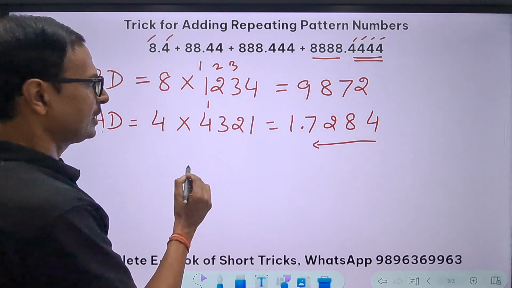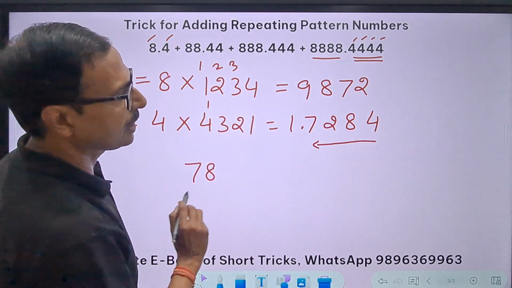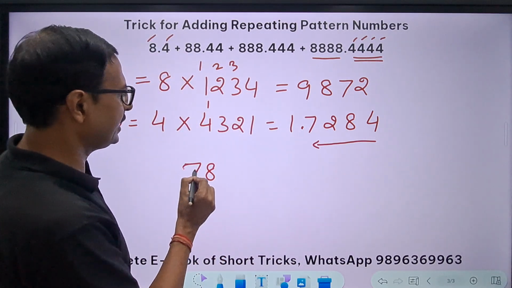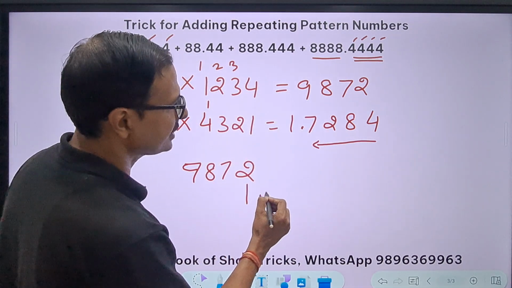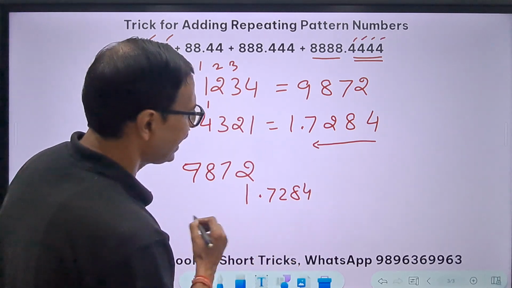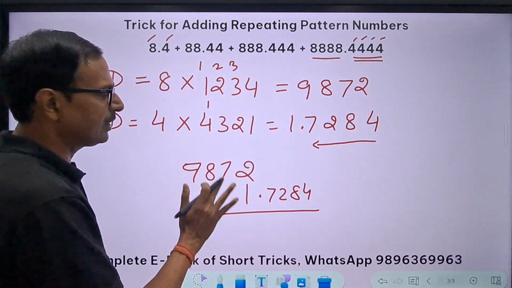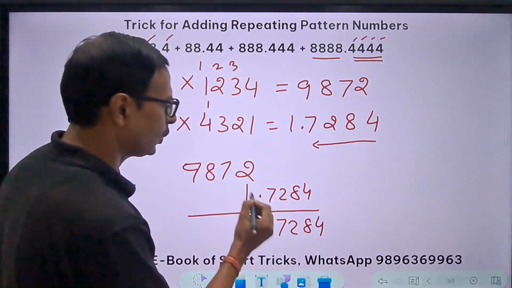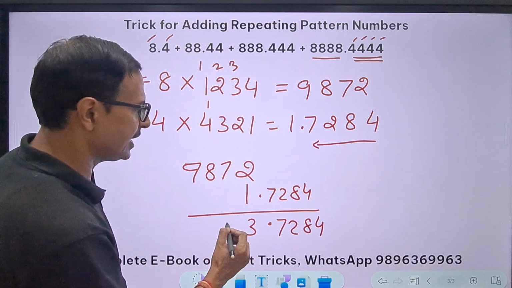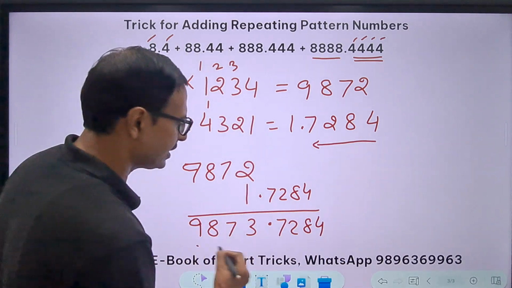So this is 7 8. This is 9 8, right? 9 8 7 2, and then add what? 1.7284. So this is actually oral addition. So I am just writing it for your convenience. So 0.7284 doesn't change, only the 2 becomes 3, that's it, and remaining part is same.